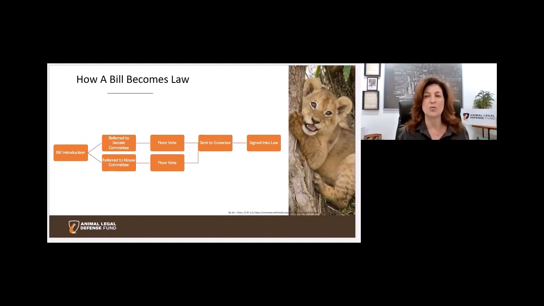Once the bill passes out of one chamber, it will be sent to the other, where the bill will have to follow the same process of introduction, referral to committee, posting, and passage out of the committee and voted on the floor by the other full chamber. Once the bill passes out of both the Senate and the House, it is sent to the governor. When a bill reaches the governor's desk, he or she may sign it, which completes its enactment into law. And congratulations would be in order.